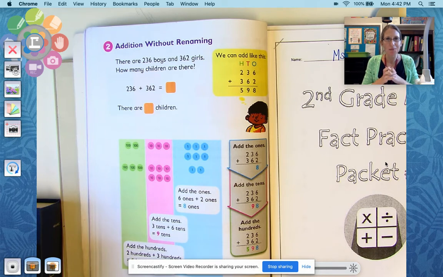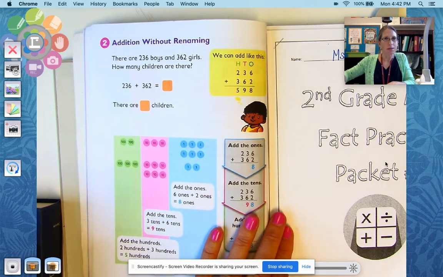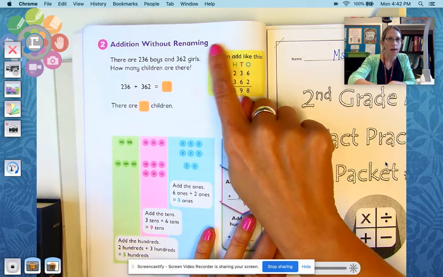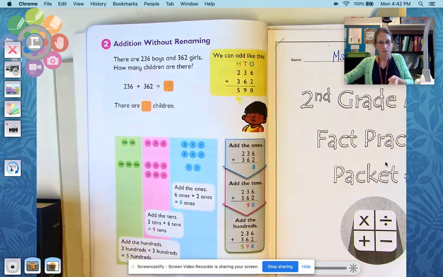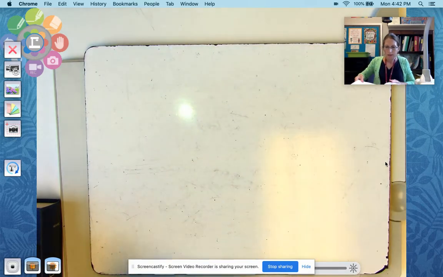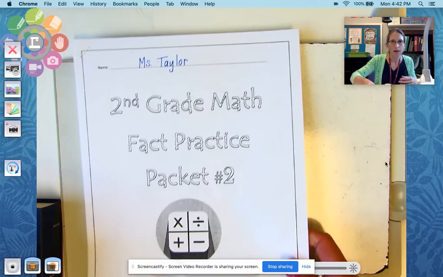I'm glad you're here. Alrighty, so today we are going to practice some addition without renaming. And we'll talk a little bit more about what that means. But first, let's look at our fact practice packet.